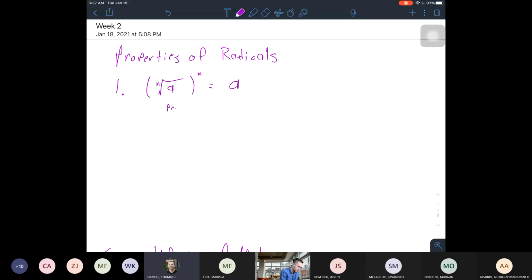Here's a short proof. If we have the nth root of a, we can rewrite that as a to the 1 over nth power. And if we take that to the nth power, what we would do with these exponents is we would multiply them. We would get a to the power n over n. If we take some number and divide it by itself, we would get just 1. And anything to the first power is just itself. Okay, so that's a really fast proof. I'm going to delete that now.